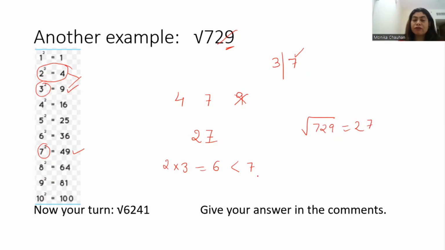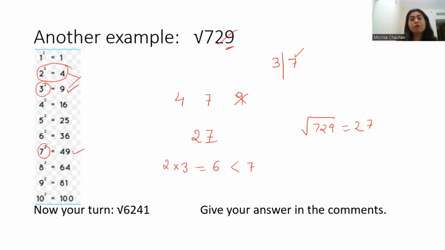You have to look for this. Similarly, if you follow the same steps, you can get the answer for the square root of 6,241. So again, I'm repeating the steps. The first step is you look at the last digit, and look in your square numbers for the two which end in that digit. You write both of them. Then you cut the last two digits. Then for the remaining digits, you find out between which two square numbers it lies.